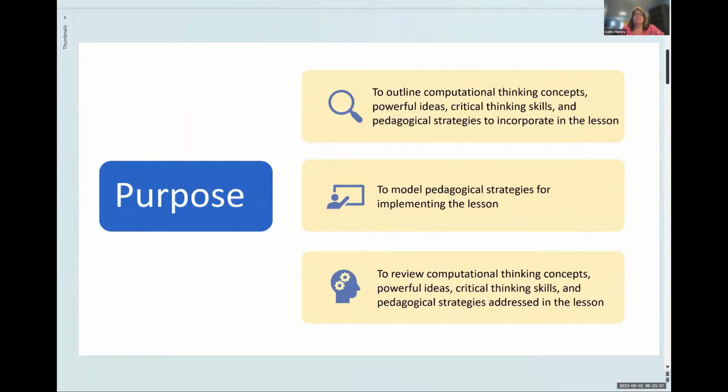The purpose of this video is to outline computational thinking concepts, powerful ideas, critical thinking skills, and pedagogical strategies to incorporate in the lesson, to model pedagogical strategies for implementing the lesson, and to review computational thinking concepts, powerful ideas, critical thinking skills, and pedagogical strategies addressed in the lesson.